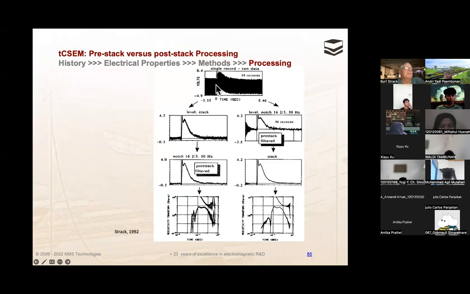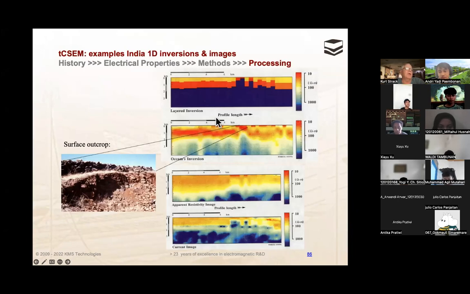Some more data, these are noisy records. And these are pre-stack filters, these are post-stack filters. You can see pre-stack processing is better and gives you less noise. This is the noise envelope in the data. These are resistivity transforms.